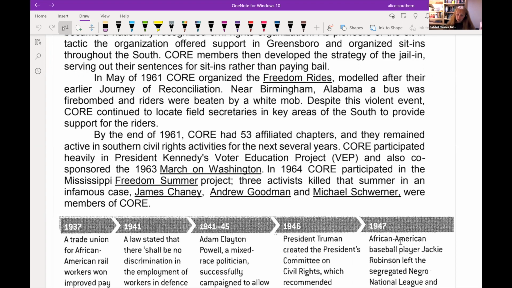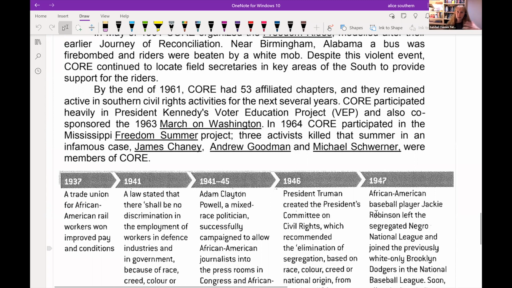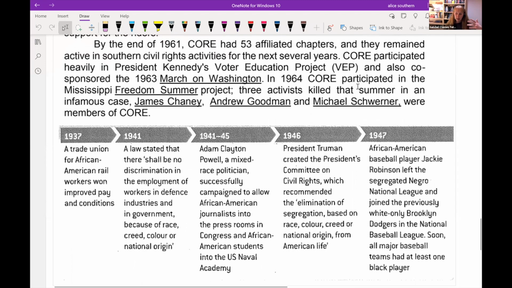So you can see here that they're active from the 1940s to the 1960s, and they're only getting more powerful and influential as the movement goes on. So at the bottom here, there's just a little timeline of the 1930s into the 1940s. The next video is going to focus on the 1950s because that's when we see the protests starting to come, actual constitutional change starting to arise.